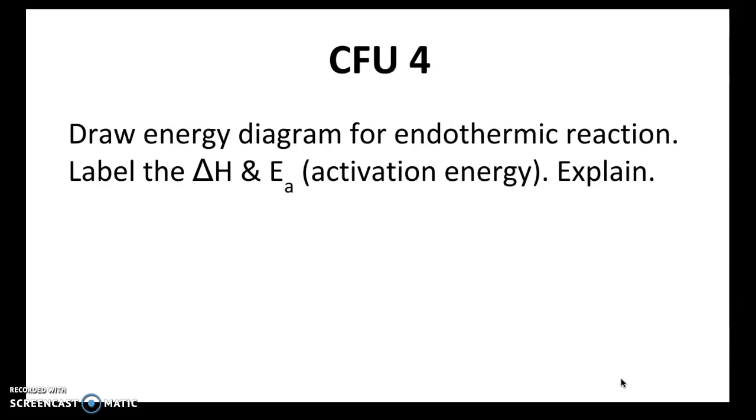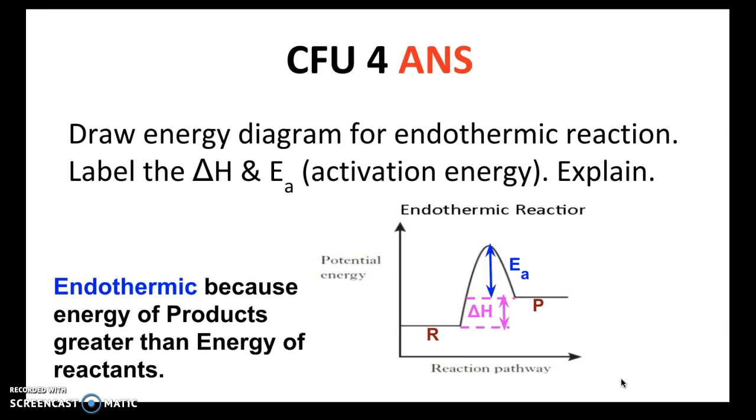I want you to try and draw one for an endothermic reaction. I want you to label the delta H and EA, activation energy, and explain. Great, so this should be your reaction profile. For an endothermic reaction, the products are higher than the reactants. This is still your delta H, the distance between the products and reactants. And the EA, or activation energy, is the distance between the top of the hill.